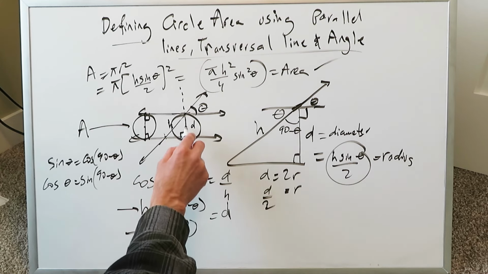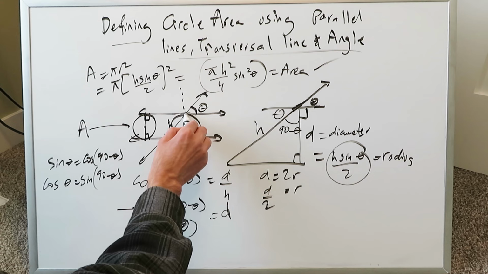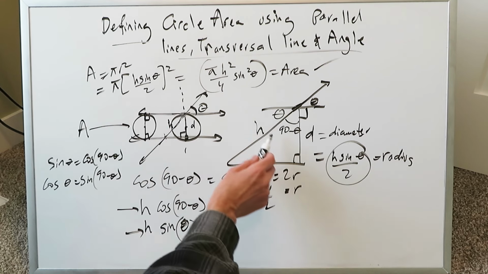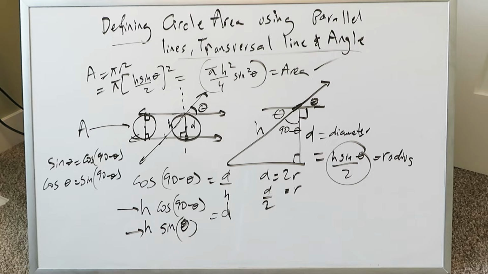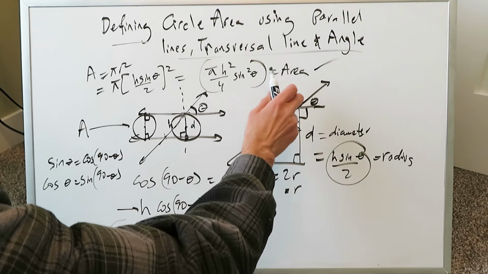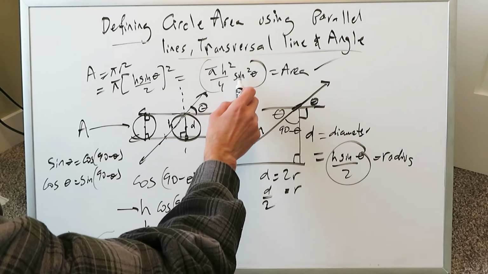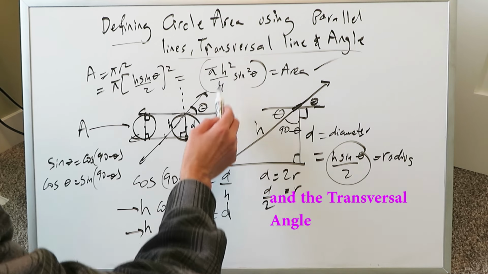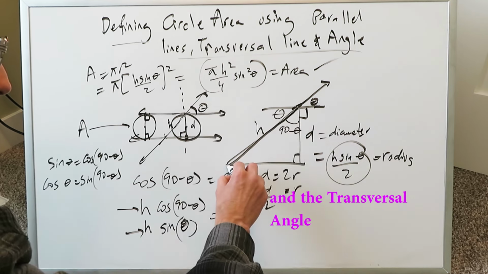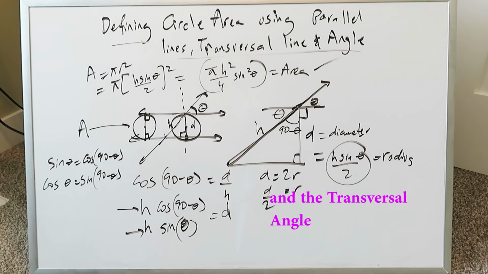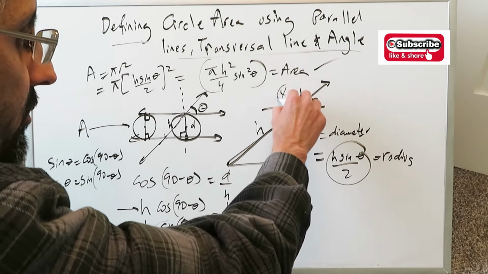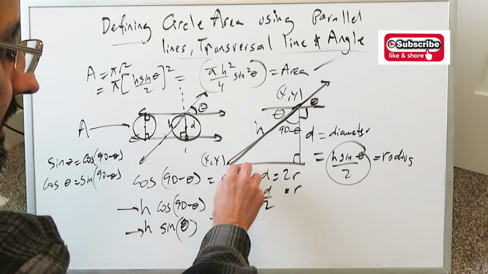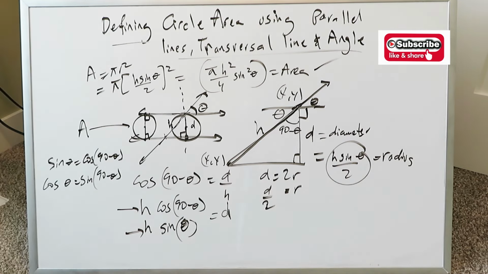Anyhow, by drawing a perpendicular line, you develop that diameter. This transversal line and its angle then come into play by means of the procedure I've shown you over here. Defining the circle area using parallel lines on a transversal line and the angle will lead you to this formula right here. Pi H squared over 4 times sine squared theta would very well give you the area of the circle. You would just need to know what this H segment is, this segment right over here. That segment can very well be determined from a Cartesian coordinate system. You'd have some x comma y point here, you'd have another x comma y point here, and you could easily determine the segment using the distance formula from coordinate geometry.